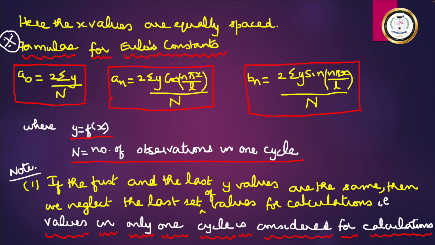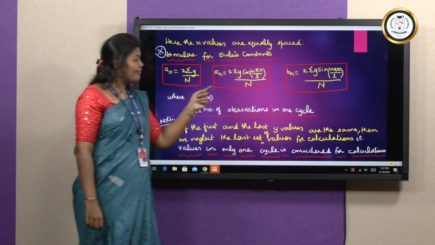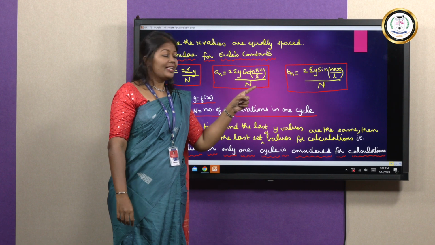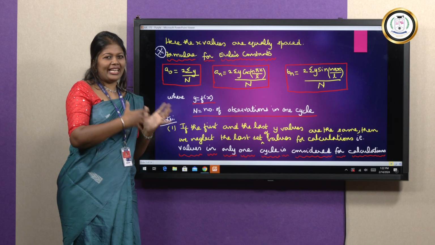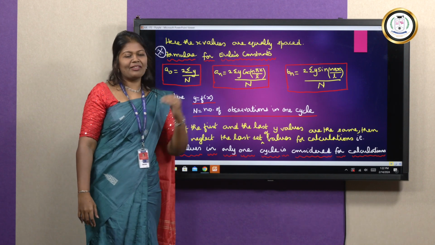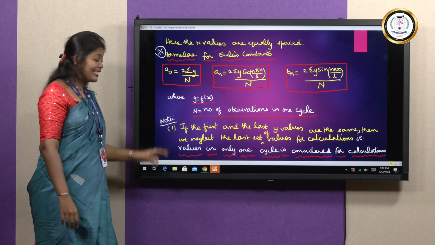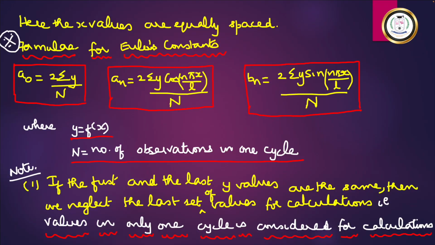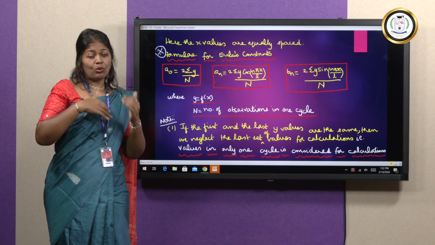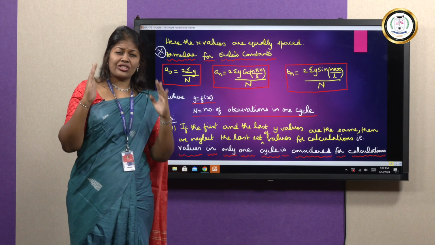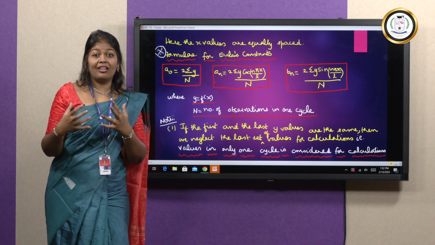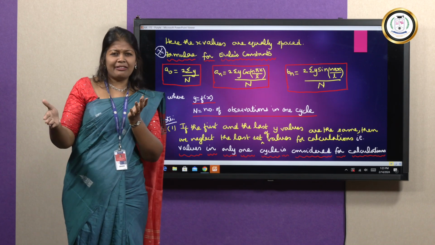Similarly, the formula for an is twice sigma y cos n pi x by l by n. The formula for bn is twice sigma y sin n pi x by l by n. The only difference between the formulas for an and bn is that an has cos and bn has sin. As I told you earlier, n stands for the number of observations strictly in one cycle. When we go on to problems, for all calculations we always consider values strictly in one cycle. We are dealing with periodic functions, so obviously the values will start repeating from one point of time.